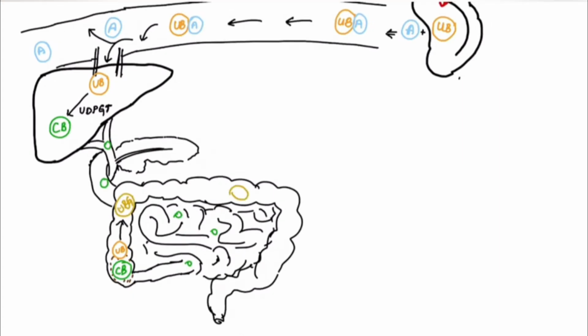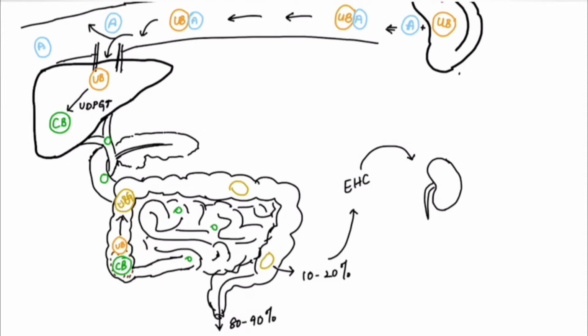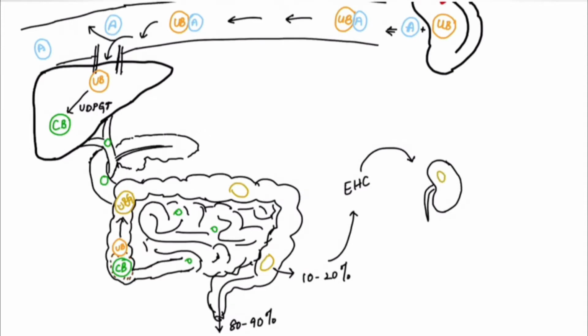About 80 to 90% of this urobilinogen will be lost in stools, and about 10 to 20% undergoes enterohepatic circulation, of which a very little amount reaches the kidneys, and from the kidneys a little amount will be excreted in urine. So this is the complete metabolism of bilirubin.